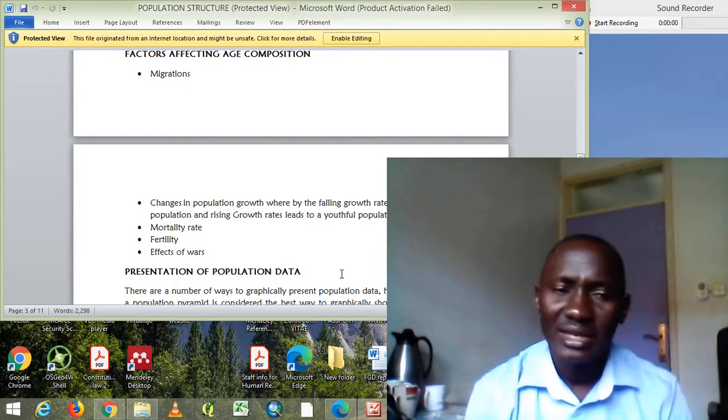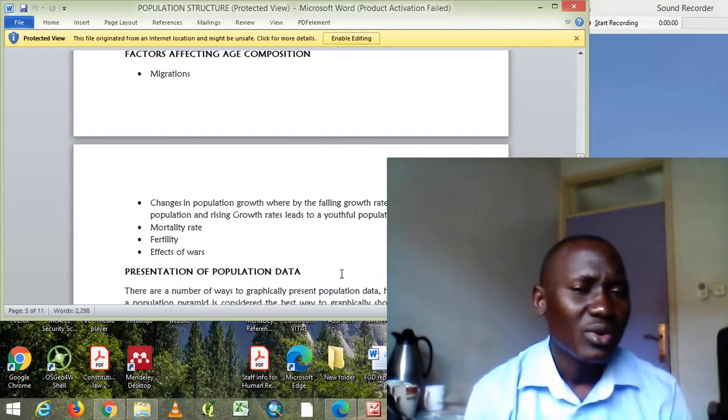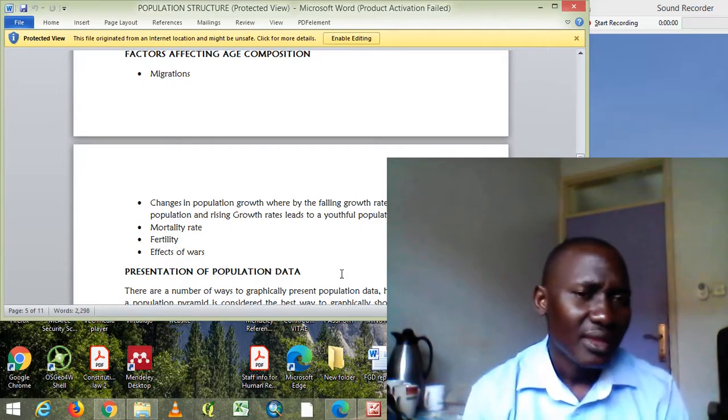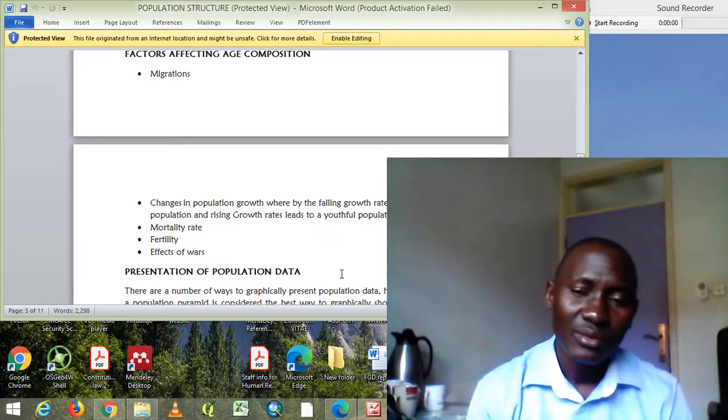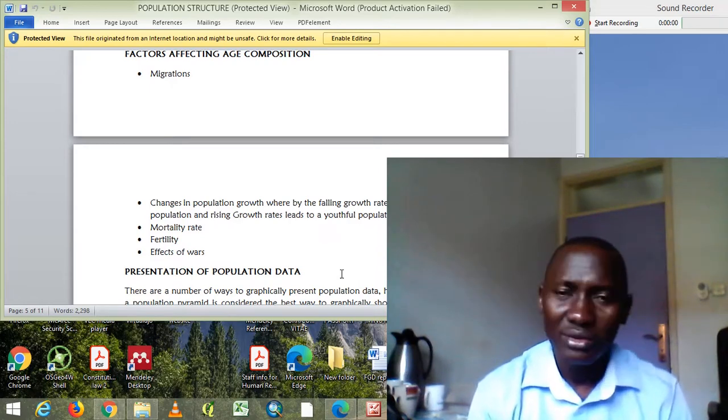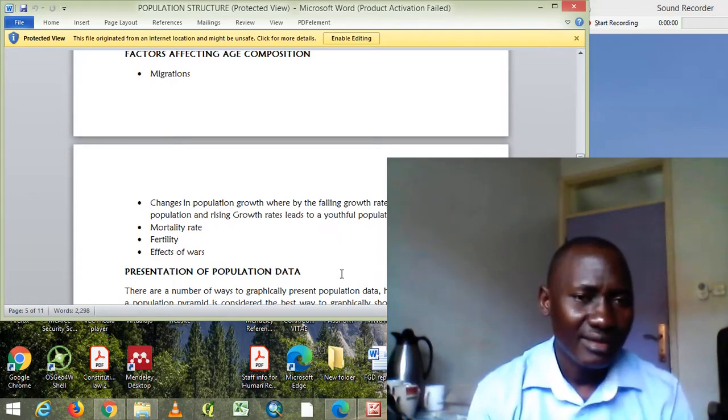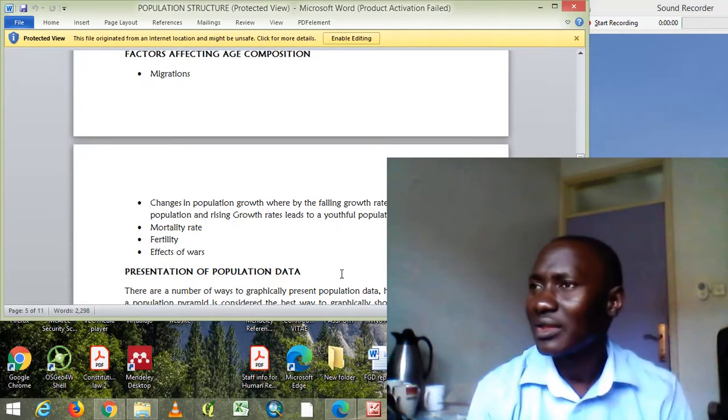The other is mortality. Mortality can tend to affect a certain age group or a certain gender. You know very well that here, when you reach 70 years in Uganda, the people tell you you are living your bonus years, because they assume that you are now nearing your grave.